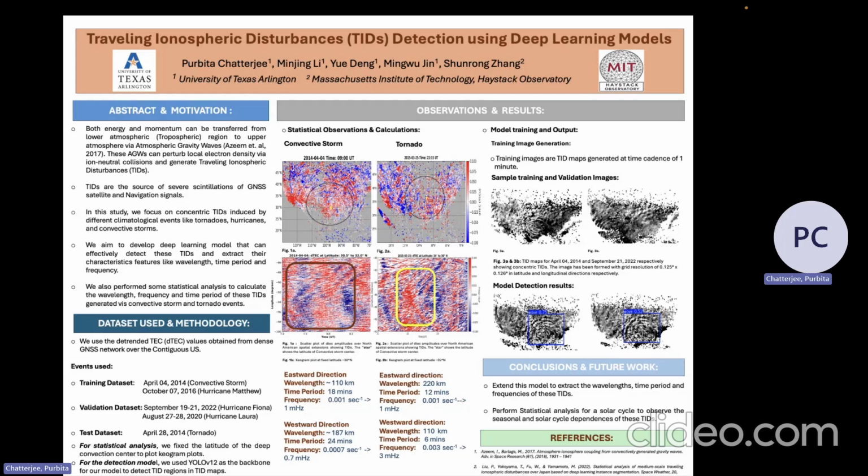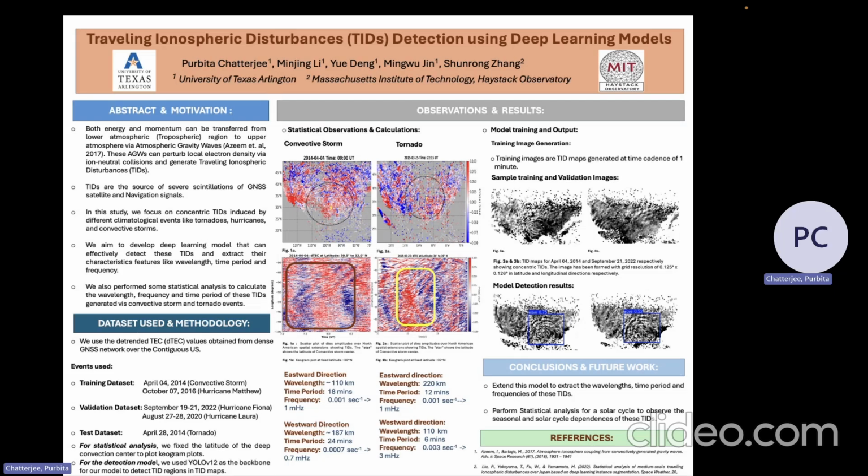The Earth's ionosphere, being a charged region of the upper atmosphere, has a lot of complex processes going on, and it can be coupled with both the lower atmospheric region, basically the tropospheric region, as well as the upper atmospheric region, basically from the high latitude ionospheric region.